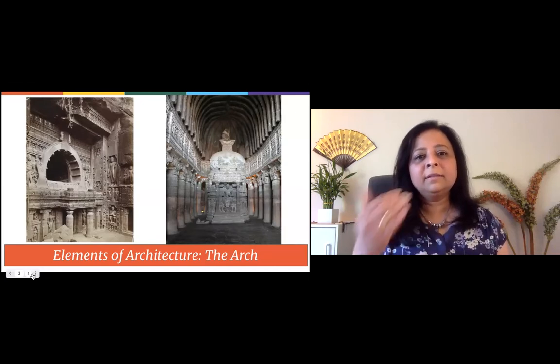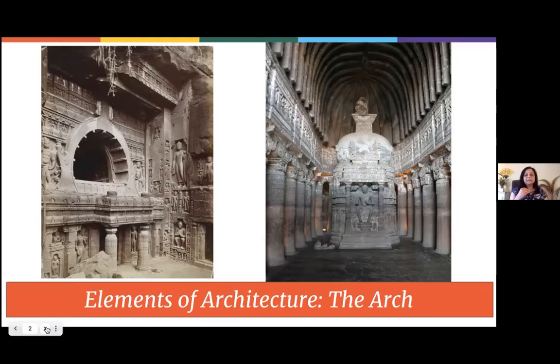This is again another cave structure in India. It's the Ajanta Caves. These are from 5th century BC. And this is a monastery for Buddhist monks. And you can see on the left, you have the columns and the piers and the lintel, and on top there is an arch, a horseshoe arch. But that's not a real arch. It is just carved and chiseled into the stone.